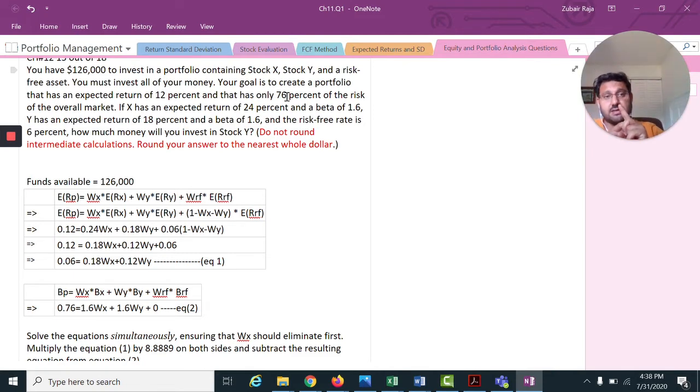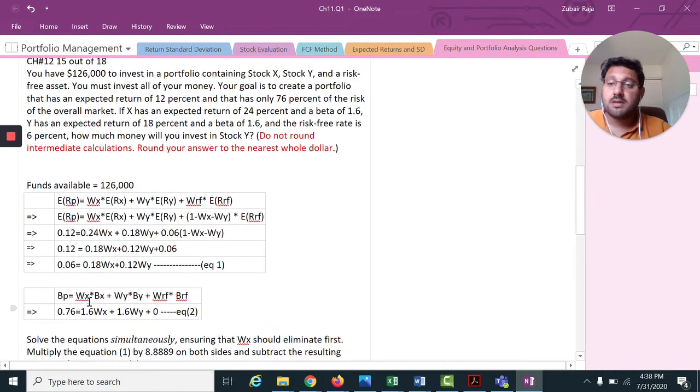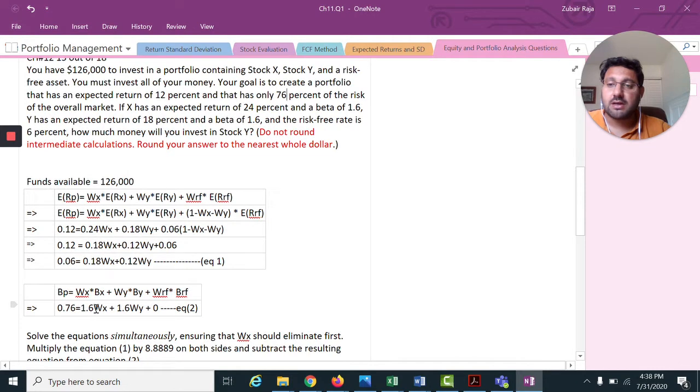So 0.76 is the target market risk of this portfolio, and this is given in the question, right? So 0.76 is equal to 1.6, which is the beta of stock X, times the weight of stock X, plus 1.6 times the weight of stock Y.